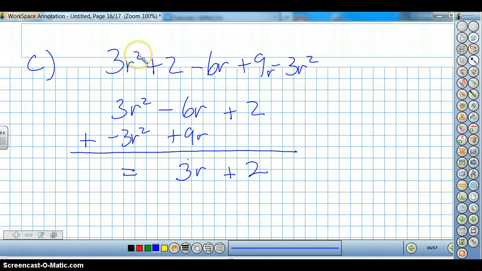Now we're introducing the squared component. 3r squared plus 2 minus 6r plus 9r minus 3r squared. So again, you want to alternate, or notice how the first term has the squared exponent on it. The next term doesn't have the exponent, and then followed by the number, if you follow that pattern. So I did 3r squared minus 6r plus 2 plus negative 3r squared, which is from over here, plus 9r, and there's no additional number. This and this cancel out. Negative 6 plus 9 is positive 3, and I'm still left with this 2, the final expression, 3r plus 2.